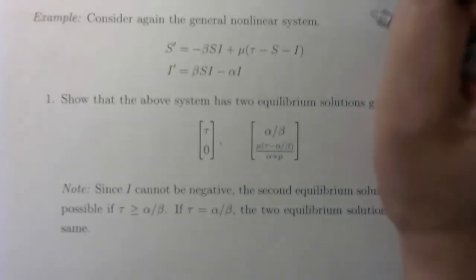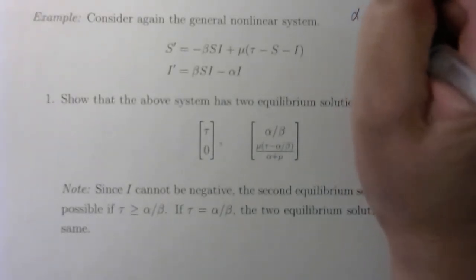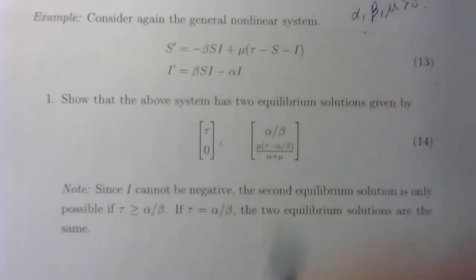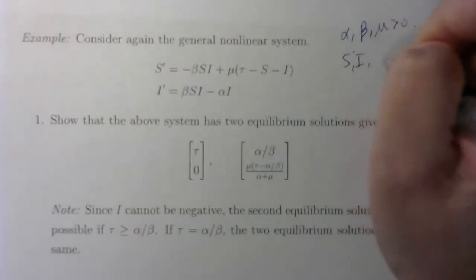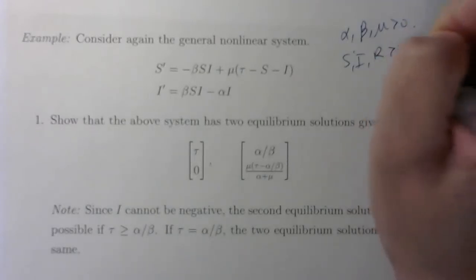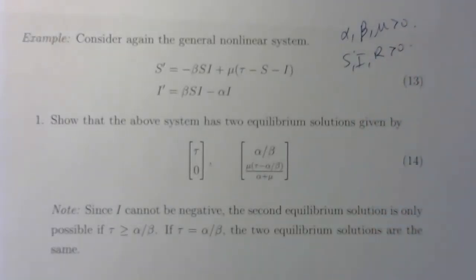Okay, so we didn't say this before, but we should assume that alpha and beta and mu are all positive. They're all positive numbers, these proportionality constants. And also, this goes without saying, S, I, and R have to all be positive too, right? You can't have a negative number of people in any of these categories. So that supports the positivity of these different parameters.